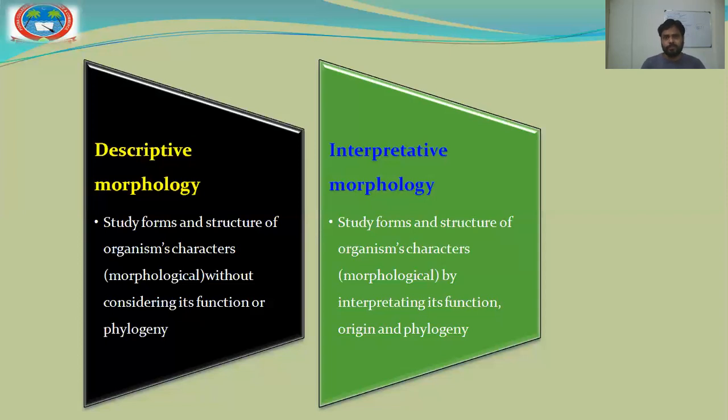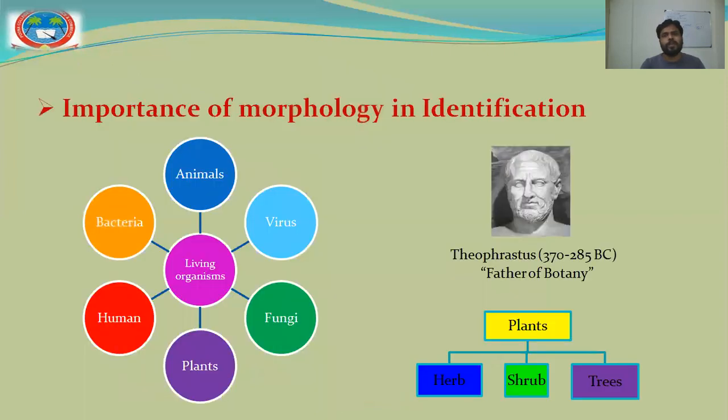So in this way, at these two levels, the morphological study is carried out. Now this morphology has importance in different allied branches of plant sciences. What are they? First, the importance of morphology in the process of identification. You all know what identification is. Identification is related to the identity of the individual. Every individual has its own morphological characteristics, on the basis of which it is identified.